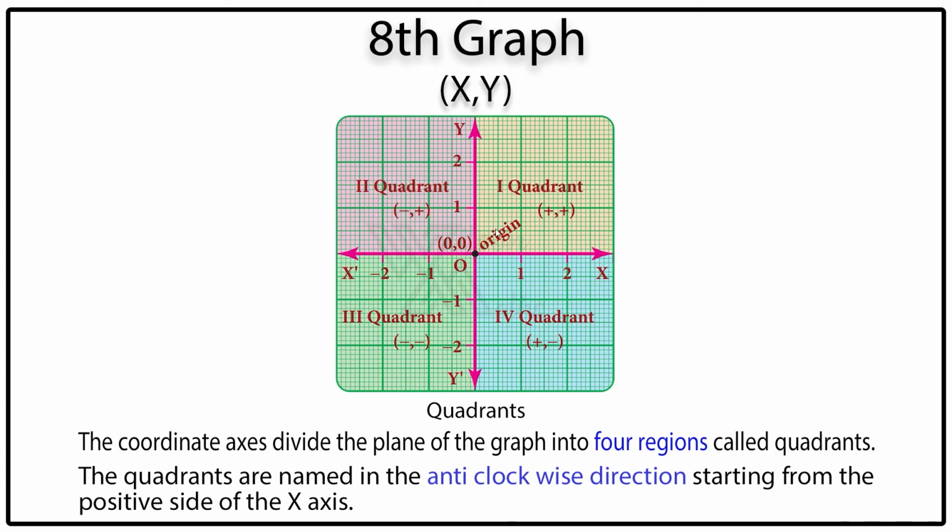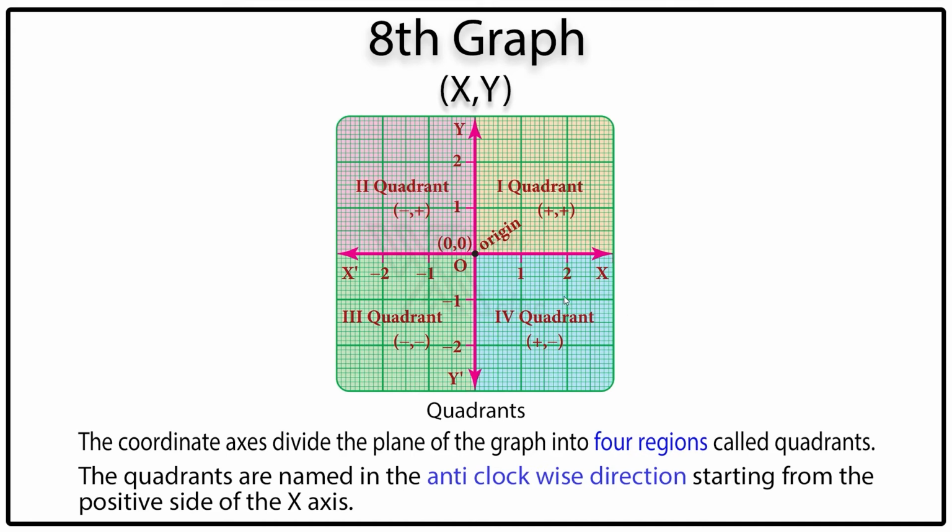And see here, this is the first quadrant. How to start? Positive value of x, plus comma plus: x-axis positive value and y-axis also positive value. So from here we are starting. This is the first quadrant, this is second, this is third, this is fourth.